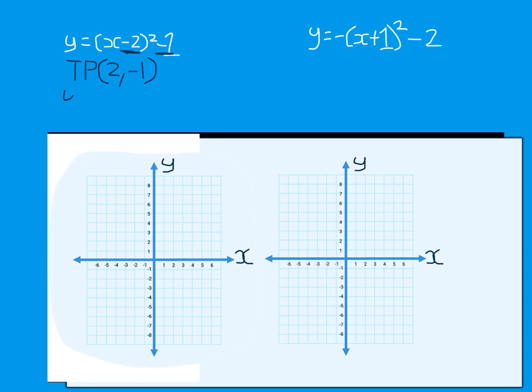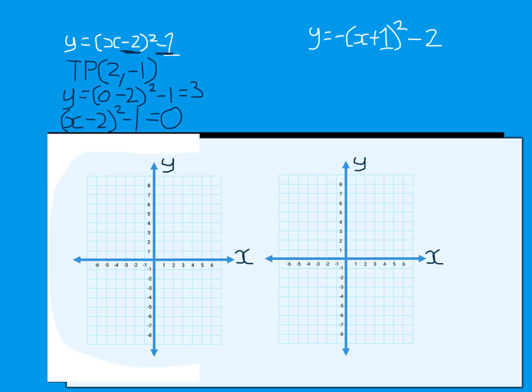To find the y-intercept, let x equal 0. So substituting x for 0, I can put that in my calculator if I wish, I get 3. The y-intercept is 3. Now to find the x-intercepts, we need to solve for y equals 0. So what I need is x minus 2 squared minus 1 equals 0.